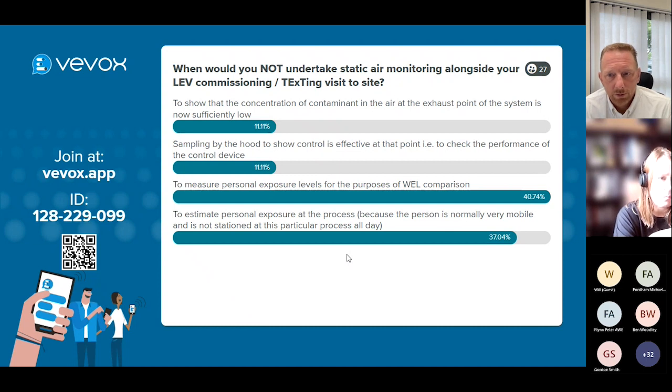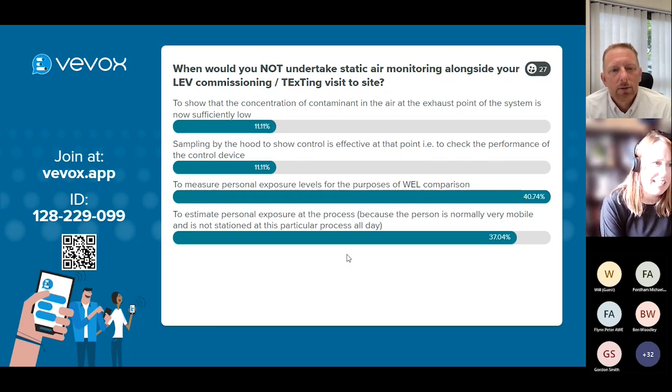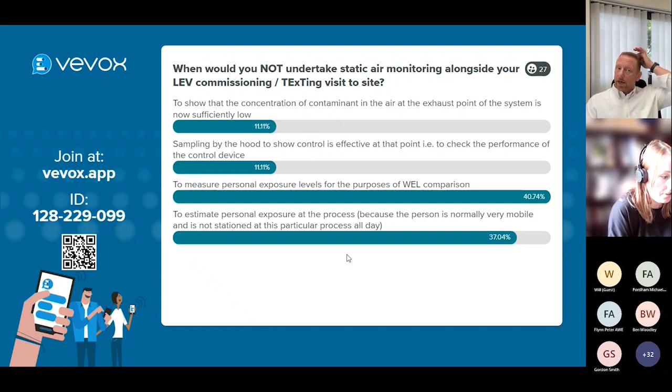So going back to what Will said earlier, is the question worded correctly? I think the question is probably worded slightly wrong. It could have been a bit more clear. When would you do static monitoring at commissioning? Would you do one at the hood and then one at the back end of the filter to show, I mean, this is almost like saturation testing, isn't it? Just to show the difference. And at what point would you do that? Where would you actually place it? It would need a lot of structure.